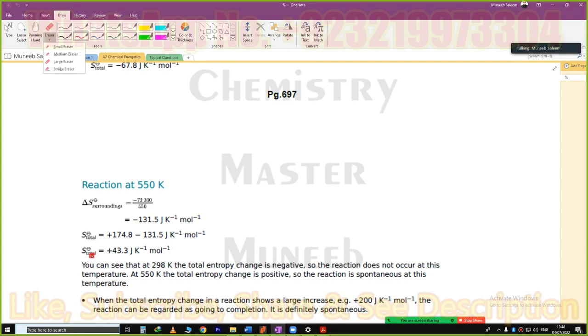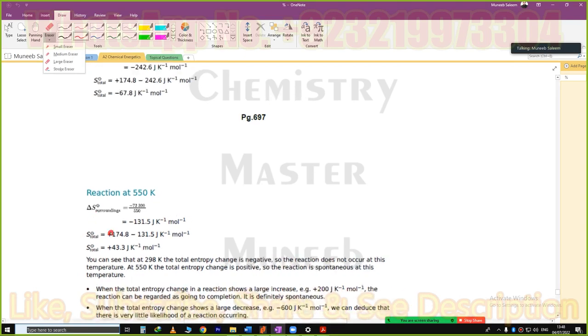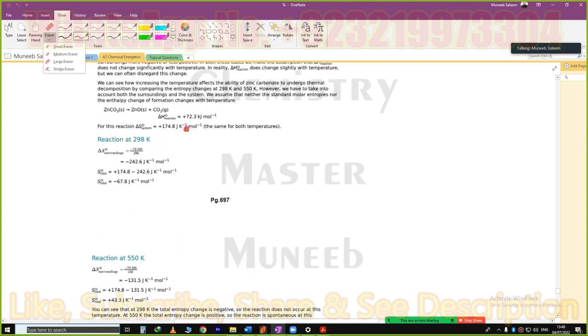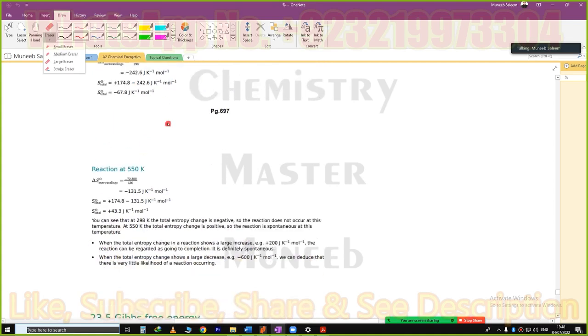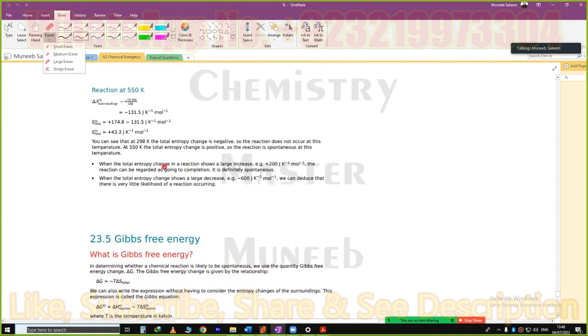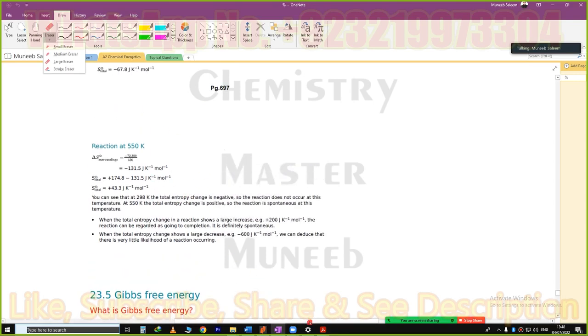Delta S total also includes the delta S of the system, which is already calculated before over here. So you will go through this example in your book, and you will know how this reaction has been described in terms of the temperature and the enthalpy. The entropy is now completed here.